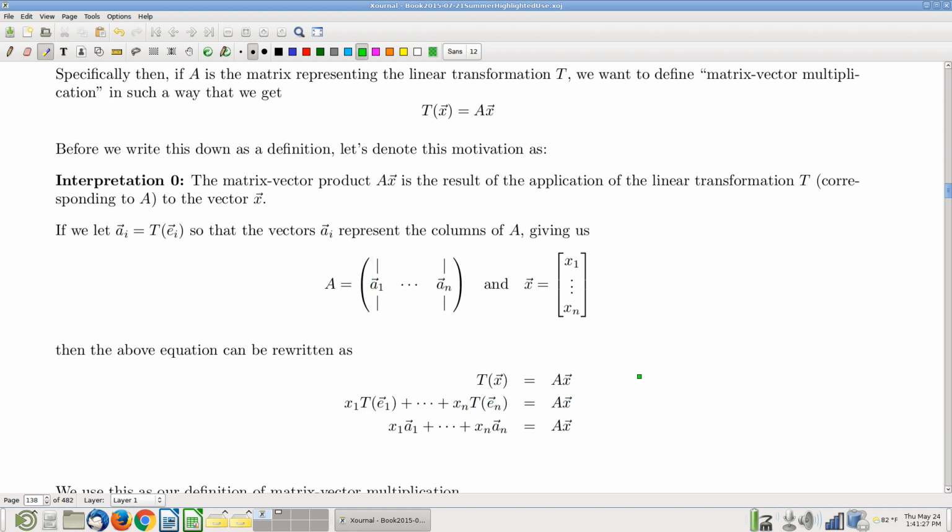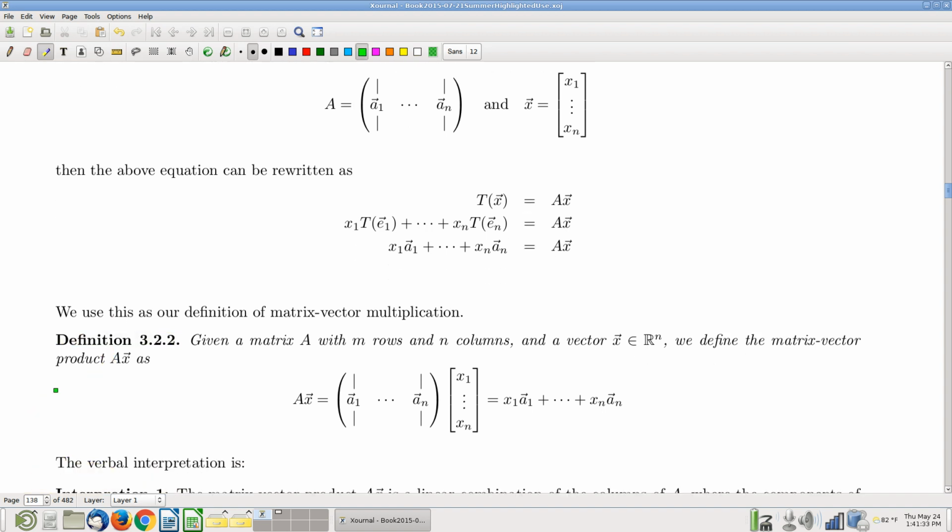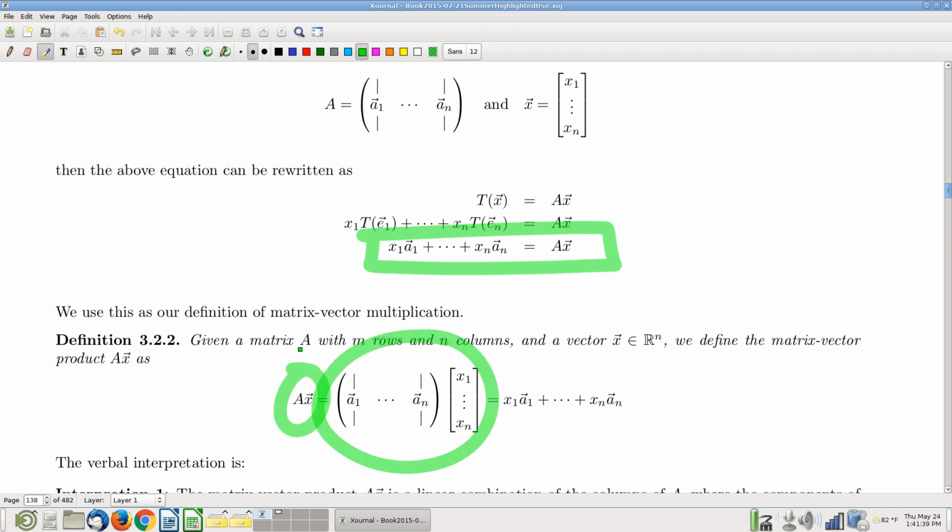Okay. So that gives us a handy formula here. This is going to be our definition of matrix vector multiplication. I'm going to multiply a matrix times a vector. Use the coordinates of the vector to take a linear combination of the column vectors of the matrix. The vector gives you the coefficients in the linear combination. The columns of the matrix are the vectors in the linear combination. Everybody see the process there? Very mechanical, very straightforward.